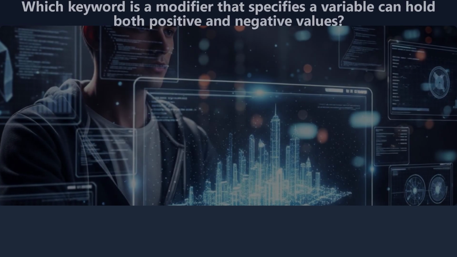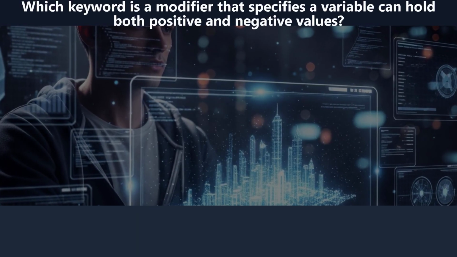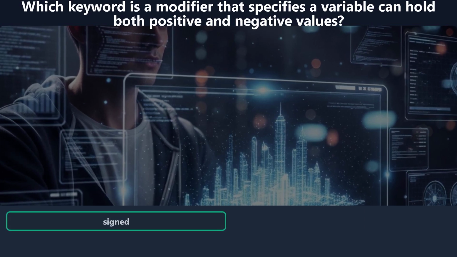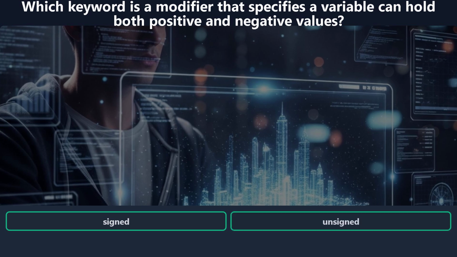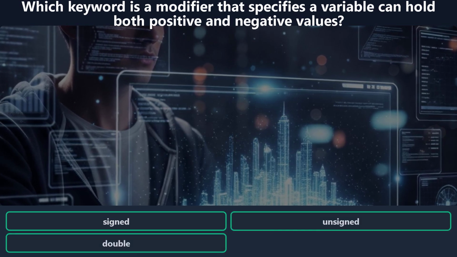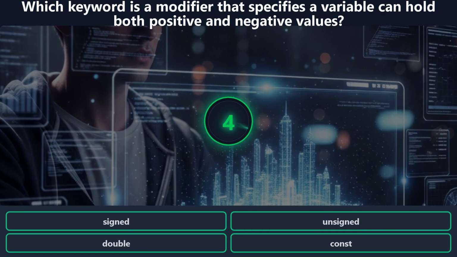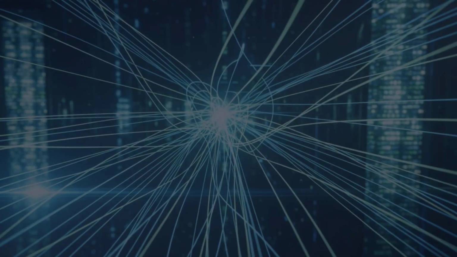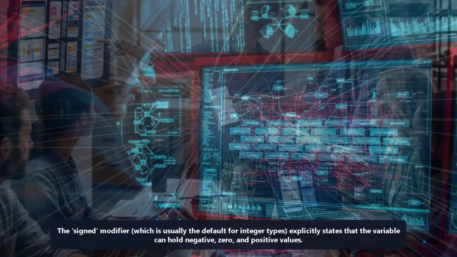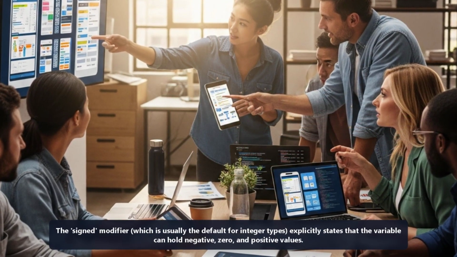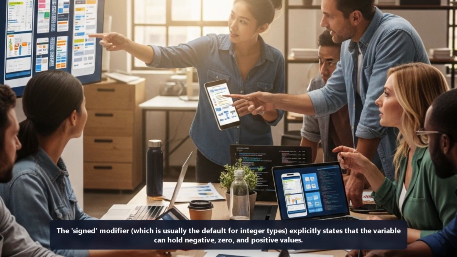Which keyword is a modifier that specifies a variable can hold both positive and negative values? Signed. Unsigned. Double. Const. Signed. The signed modifier, which is usually the default for integer types, explicitly states that the variable can hold negative, 0, and positive values.